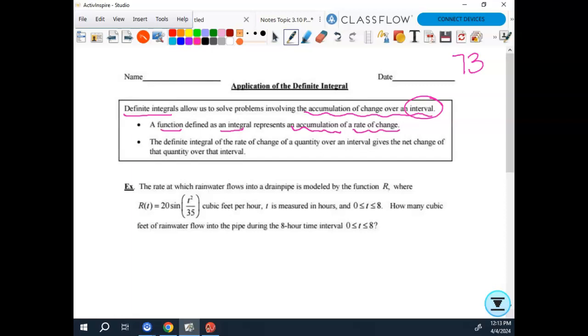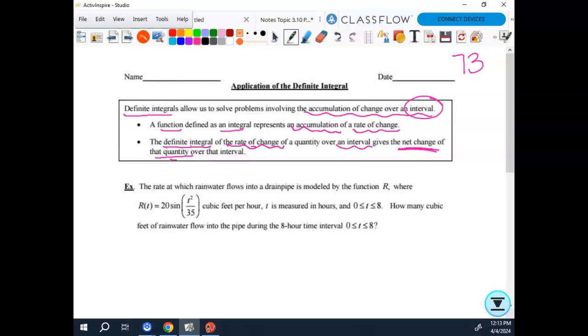The definite integral of the rate of change of a quantity over an interval gives you the net change of the quantity over that interval. So basically, like when we did velocity, the definite integral of the rate of change of velocity gave us the net change of the distance that we were looking for. That's what that's saying, just in more generic terms.